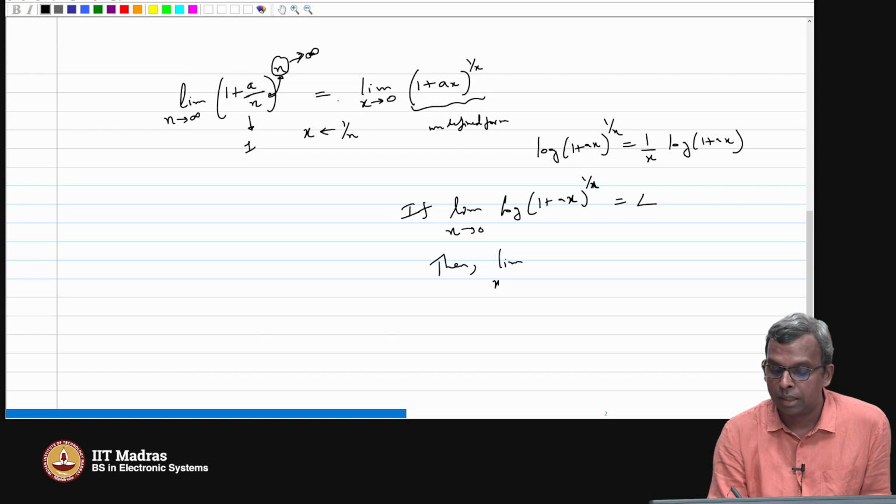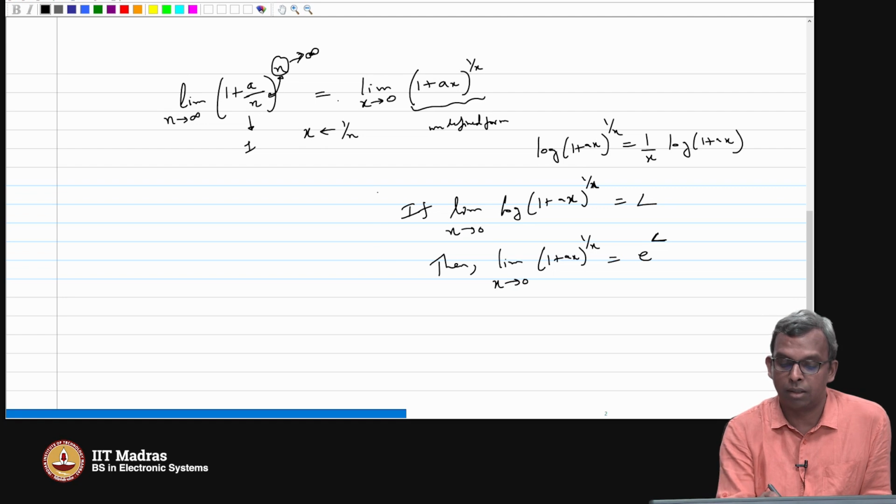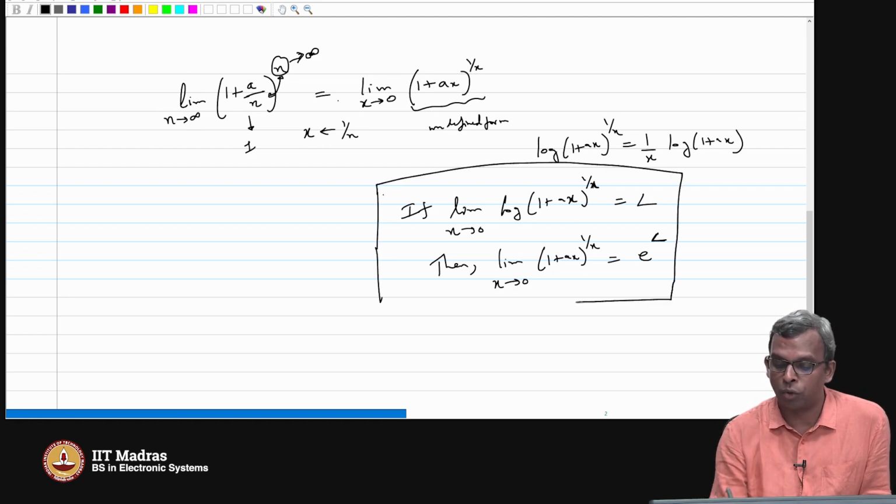If this is true, then the limit as x tending to 0 of (1 plus ax) power 1 by x is going to be e power L. Okay, so this is an important result that we are going to use, and this is very powerful quite often in evaluating limits.